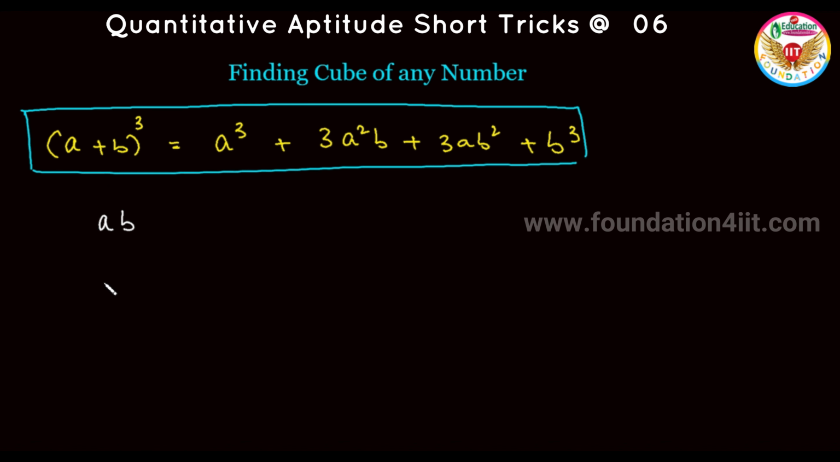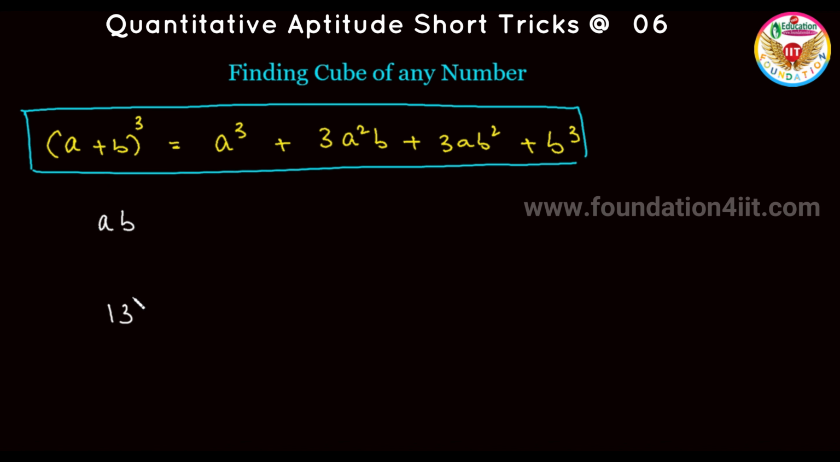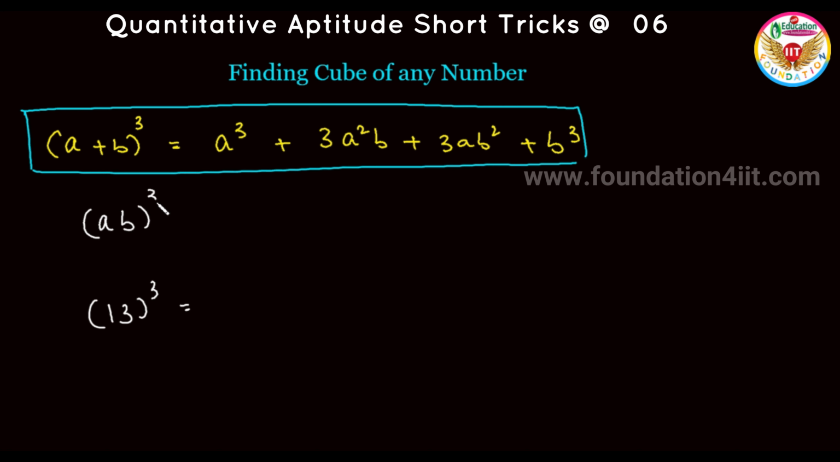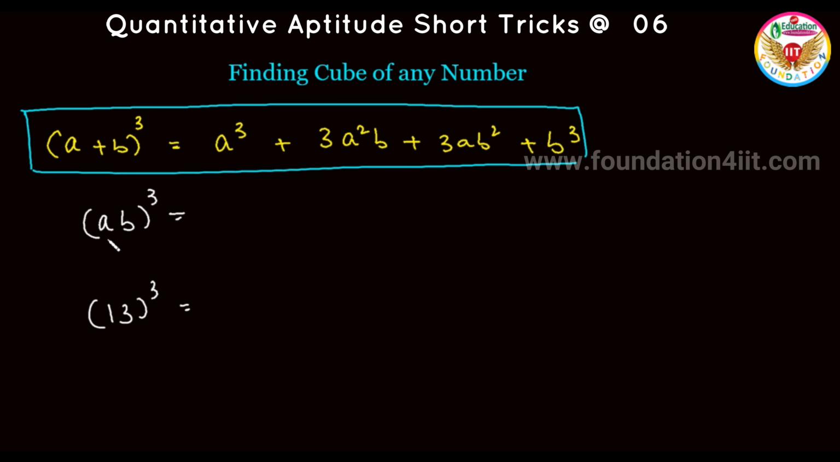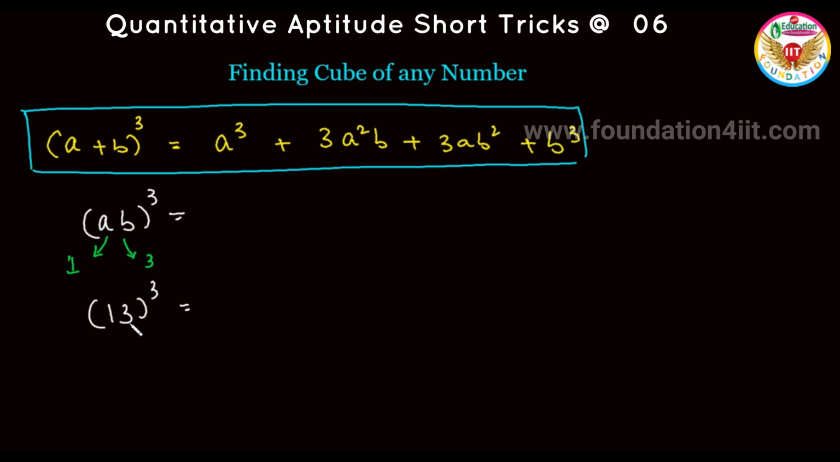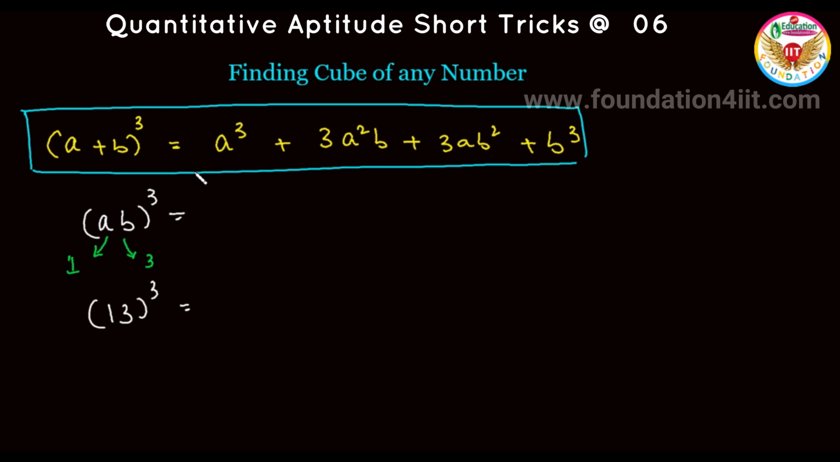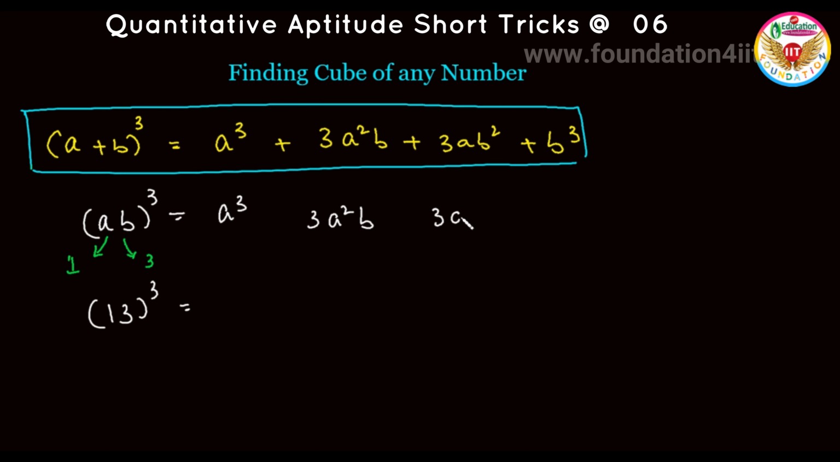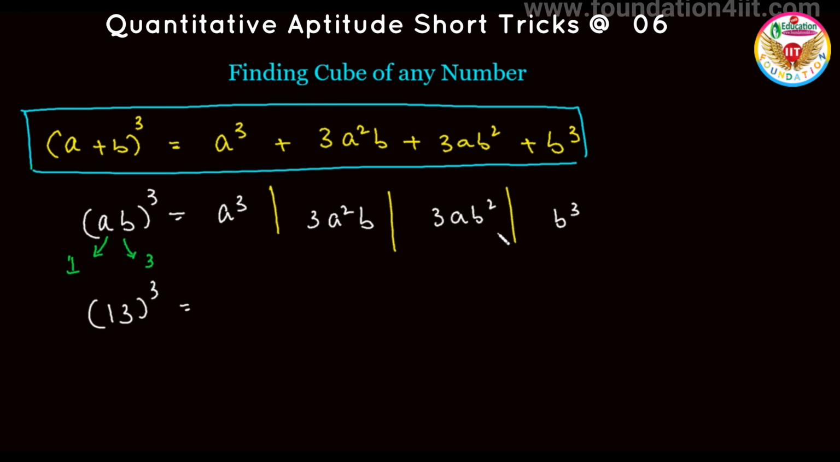For example, 13. So you need to find 13 to the power 3, 13 cube. So there is AB cube. Imagine the place of A is 1 and the place of B is 3. 13, right? So A is 1 and B is 3. Any number you can treat like this. Next, this is a cube, 3a square b, 3ab square and b cube. They are the four terms: first one, second one, third one, fourth one.